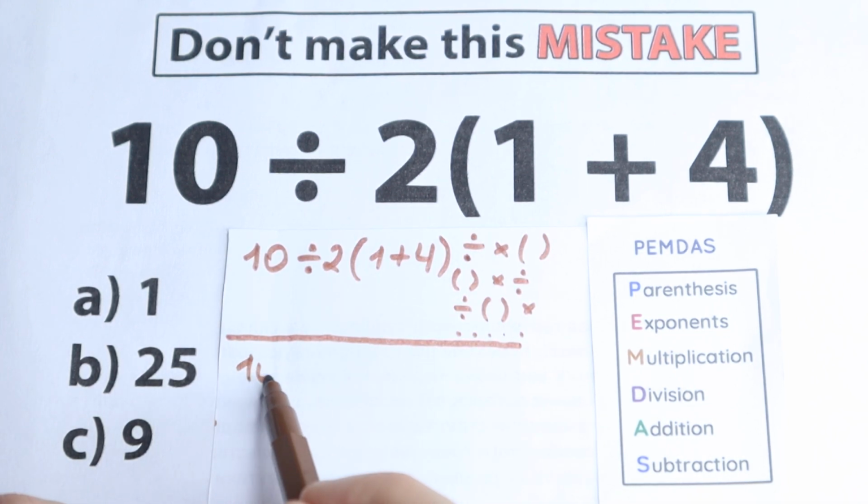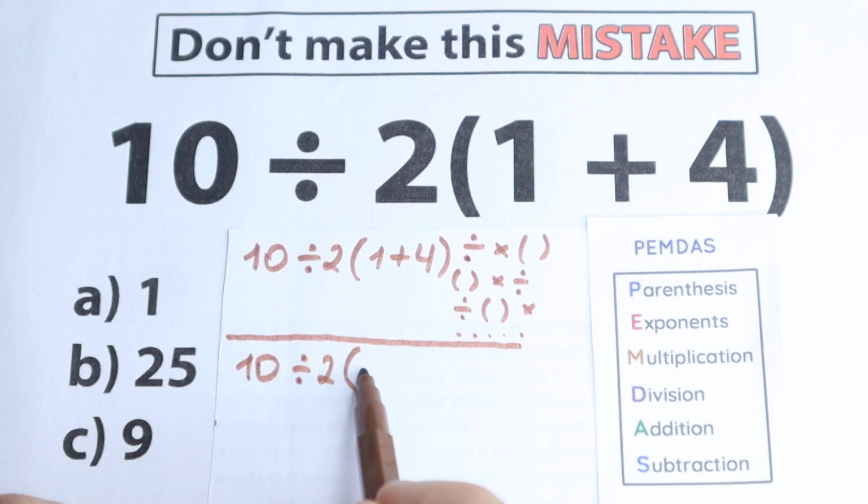So we have 10 divided by 2 and in parentheses we have 1 plus 4.